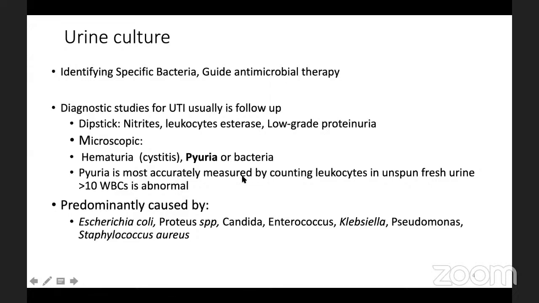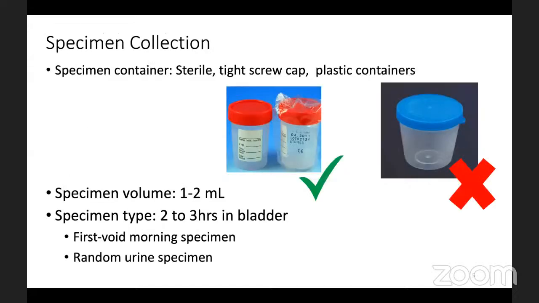In urine culture, when we are checking for white cells, it is best to use unspun fresh urine, because you want to see what is happening in the bladder without any interference. Centrifugation will push the cells down, and so you may not have a true reflection of what is happening there. But for urine culture, the ideal form of looking for pyuria is using unspun urine.